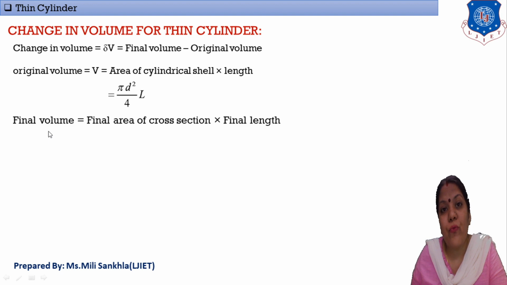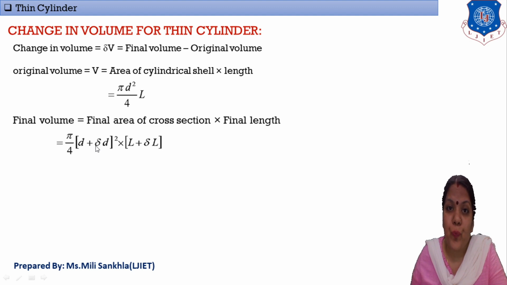Now we find the final volume, and this final volume is equal to the final area of cross section into the final length. What is the final area? The final area means we add the change in diameter also, because ultimately the final volume includes the change in diameter and the change in length. So pi by 4 is as it is, and here (d plus del d) square is the area. The final length means L plus delta L.